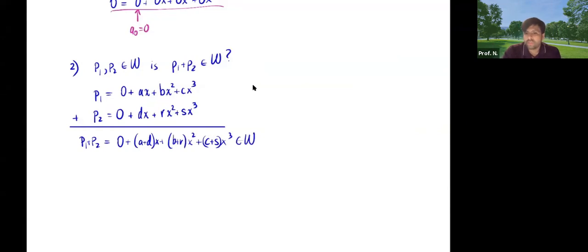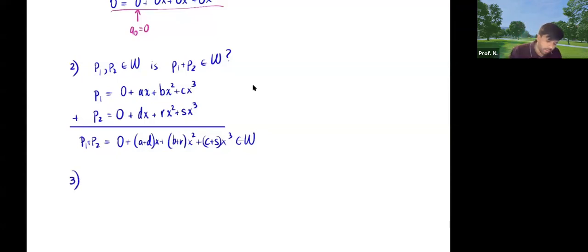So what did I just show? I showed closure under addition. The reason why I showed it is because this is any polynomial in W. I chose two arbitrary ones, and I showed that if I add them, I get a polynomial that's also in W. So then it's closed under addition.